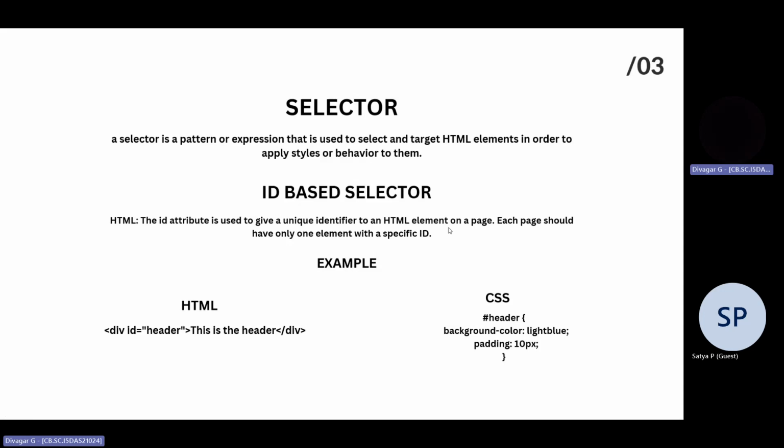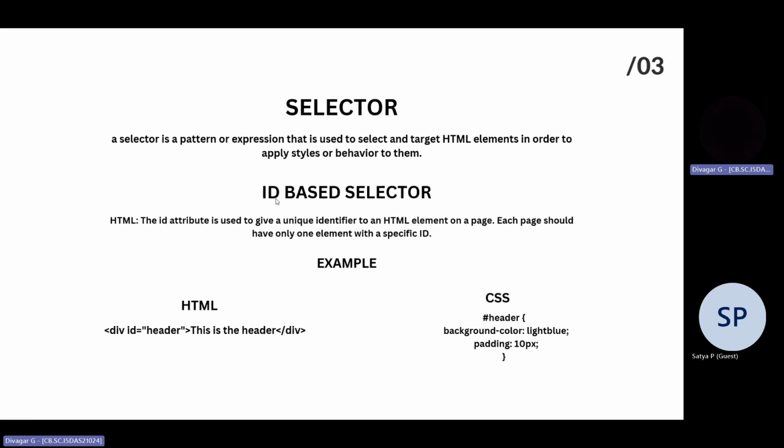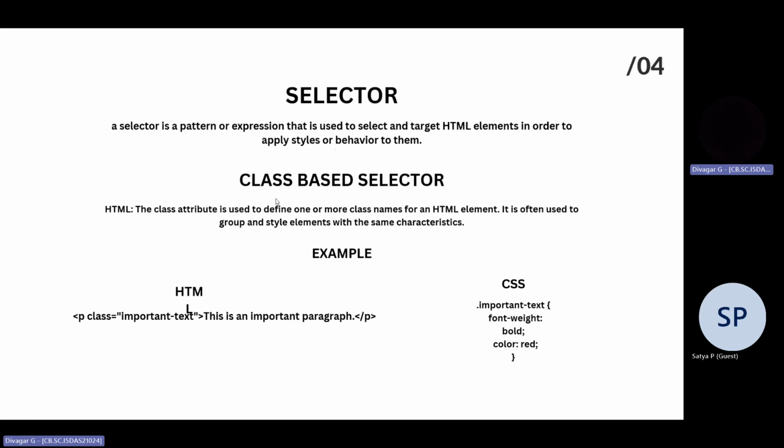Next is class. What is class? It is different from IDs. An ID is for styling a unique element, and a class is for styling a group of elements. If you have a group of elements which need to be styled, we can use a class to style that whole group of elements. So an ID is for a unique element, which should have a unique ID, and that ID should not be used again. But a class name can be given to a group of elements, and that group of elements will be styled.